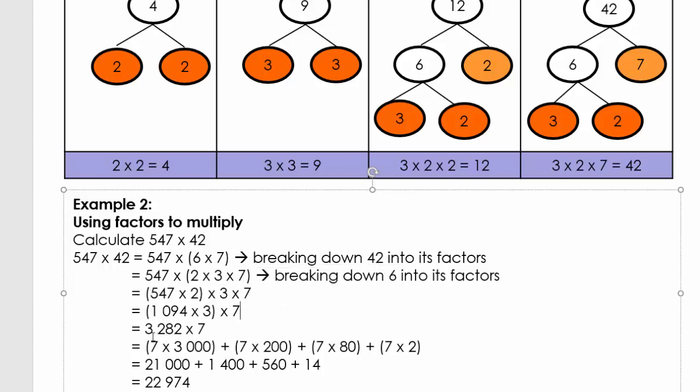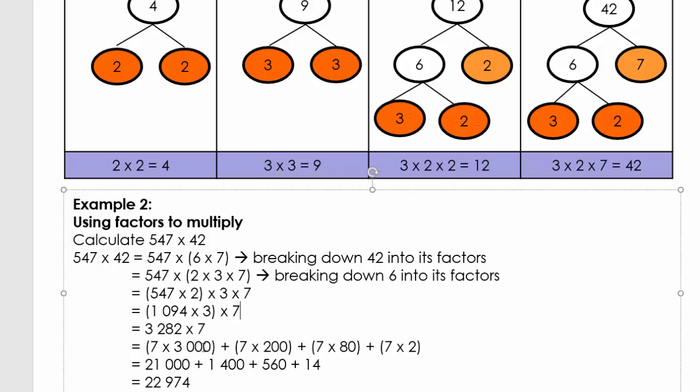So now what we have is 3,282 times 7. So we're going to use the distributive property. You can see we wrote it down like this. Remember the commutative property said that we could say 3,000 times 7 or 7 times 3,000. It doesn't matter which way we write it down. So in this case, we said we're going to multiply 7 with 3,000, 7 with 200, 7 with 80, 7 with 2. So we wrote it down in brackets like that.